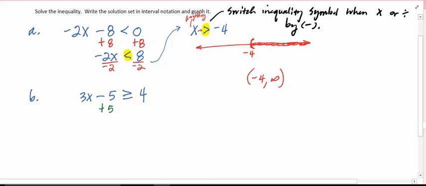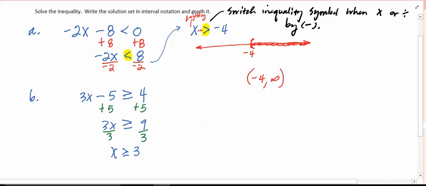So I'm going to go ahead and use the addition property of equality to do that. That's 9, so that's 3x. This time I'm not going to divide or multiply by a negative, so I'm not going to flip the symbol. So x is greater than or equal to 3.